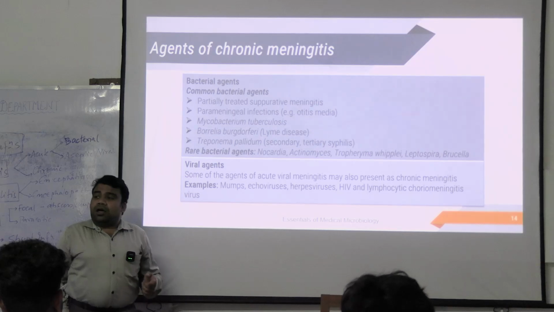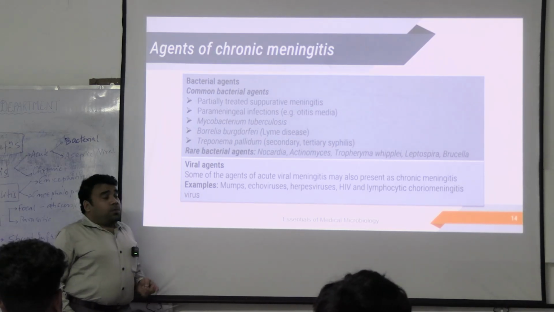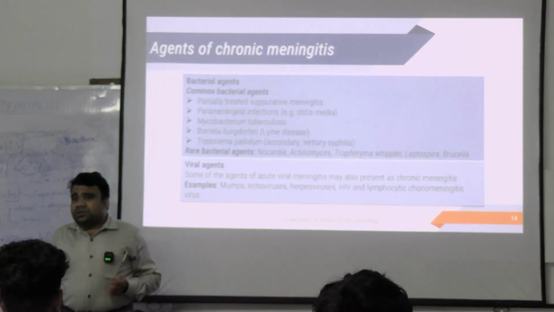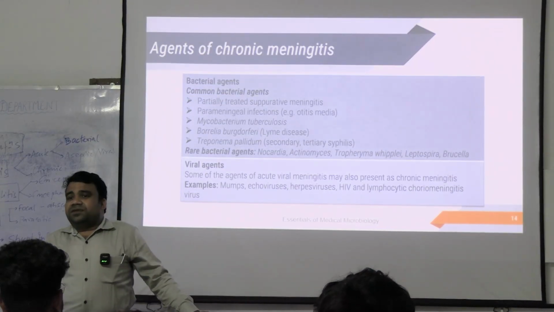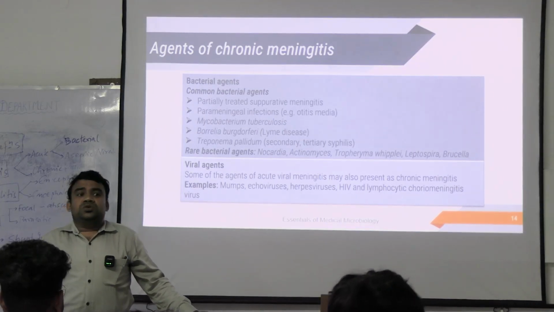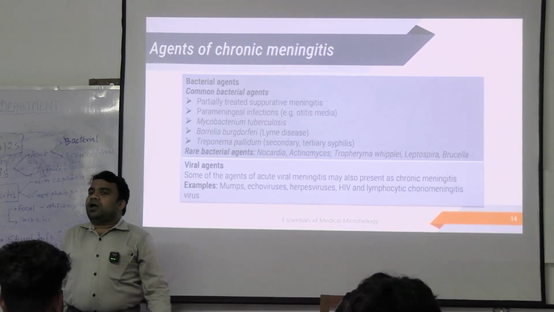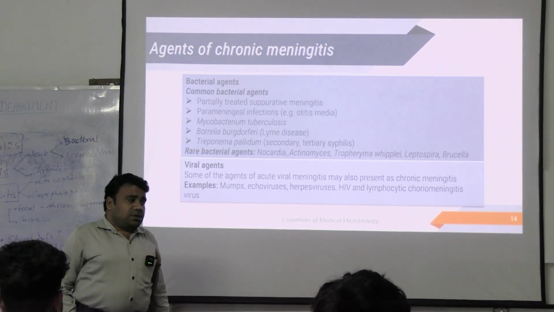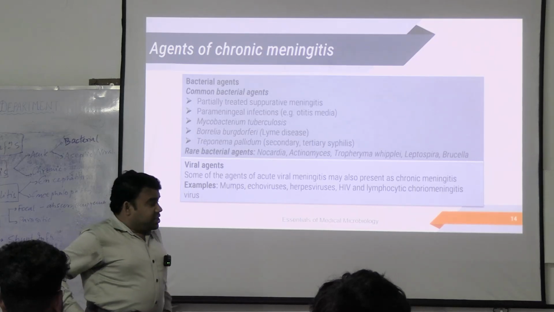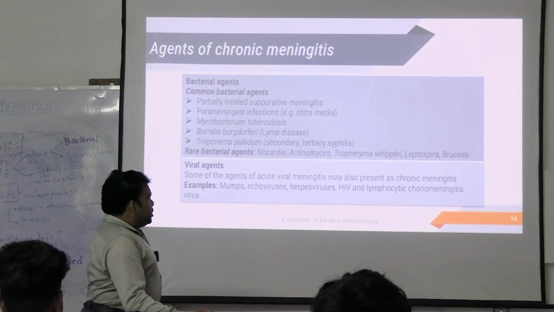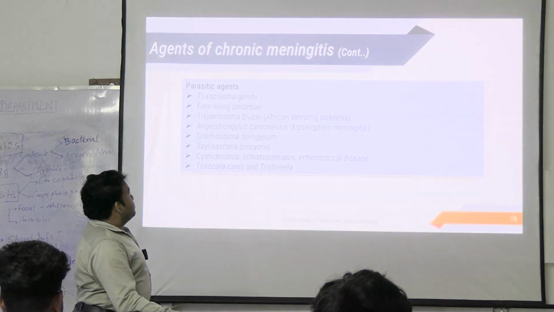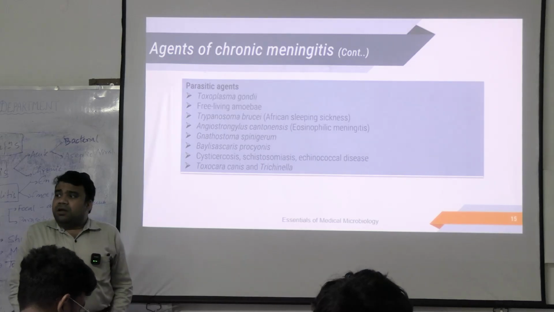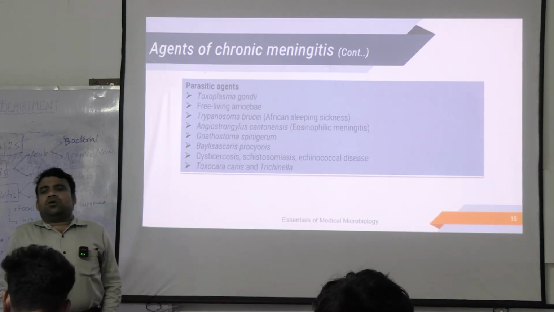Localized infection, then Mycobacterium tuberculosis, Borrelia burgdorferi causing Lyme disease, or Treponema pallidum, which causes syphilis. And here we are considering as neurosyphilis. So these are the common causes of chronic meningitis. Among the viruses, we can have viruses like mumps, echo, herpes virus, HIV, and LCM, that is lymphocytic choriomeningitis viruses. Some of the parasites, commonly toxoplasma or free living amoeba, causing chronic meningitis.